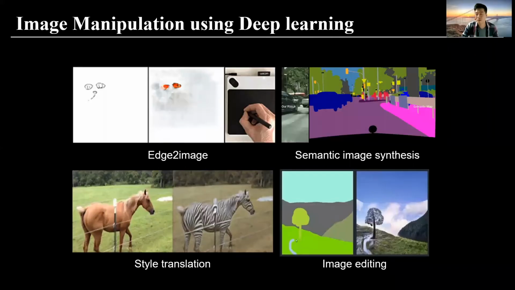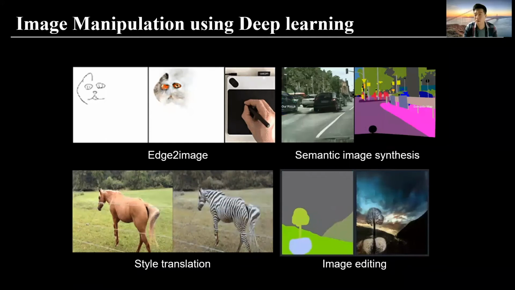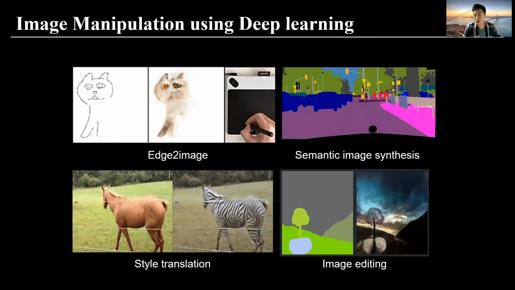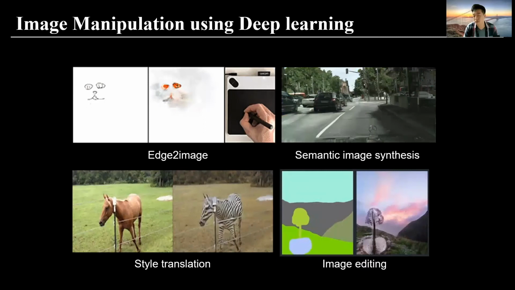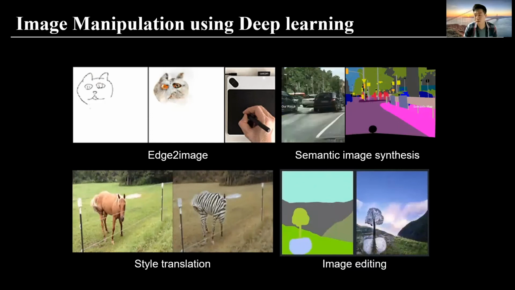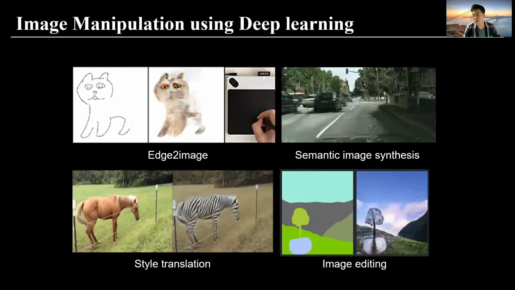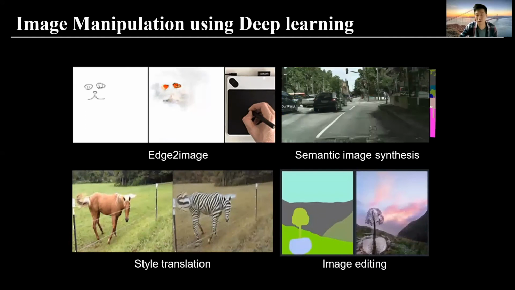Since the development of generative adversarial networks, which I guess everybody knows, we are witnessing very fast improvements in various areas in computer vision, especially in image manipulation models. For example, in pix2pix, Phillip Isola showed that you can make semantic image synthesis and edge-to-image kinds of tasks. And after that, Jun-Yan Zhu showed that you don't even need a paired dataset to make such image translation happen. You can use a cycle loss to train such an image translation model.